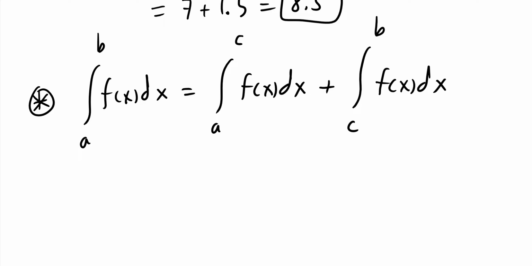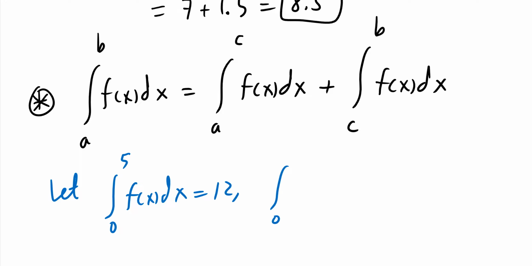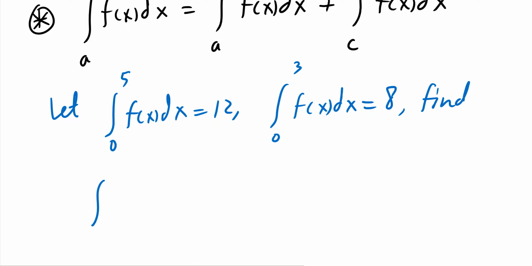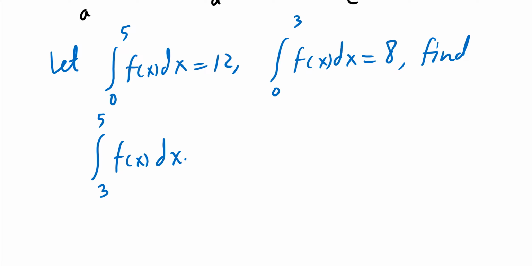How do we apply them? How do you apply this? Let the integral from 0 to 5, f of x dx, equal 12, and the integral from 0 to 3 of the same function be 8. We would like to find the integral from 3 to 5, f of x dx. To help me with this kind of problem, I always draw a number line on the side. They give me 0 to 5, the first one, so that's given. And they give me 0 to 3, so that's given. They want me to find this, 3 to 5.